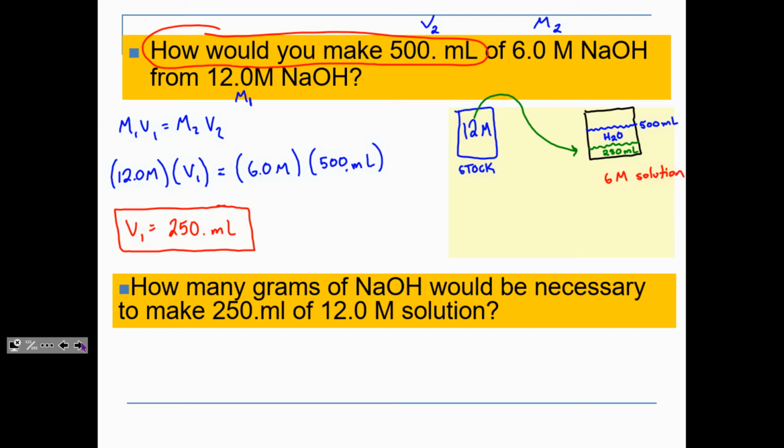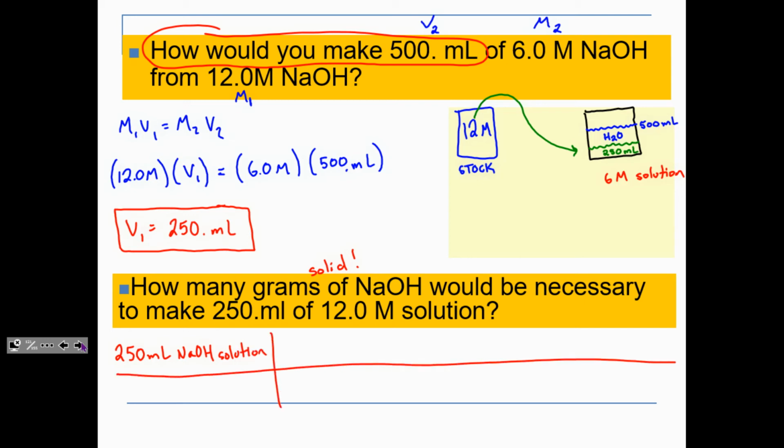And that will give me a 6 molar solution. Now, in real life, sodium hydroxide is a solid compound. So I can't measure out a volume, so I'll need to convert to grams. So I would take 250 milliliters of NaOH solution, and I'm going to calculate.